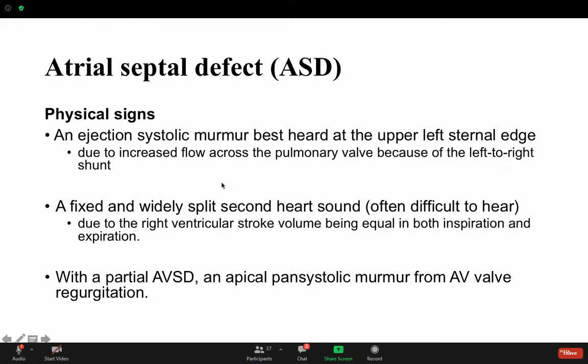Physical signs, they will have an ejection systolic murmur, and that is best heard at the upper left sternal border. Sabab, again, increased flow across the pulmonary valve because of the left to right shunt. فيصير عندهم ejection systolic murmur. بيصير عندهم fixed and widely split second heart sound. هذا often difficult to hear, so don't worry about it, okay? With a partial AVSD, an apical pansystolic murmur from AV valve regurgitation. هذه نفس الشيء. Don't worry about it. أهم شيء بالنسبة لكم ال ASD اللي هو ال ejection systolic murmur. Okay.